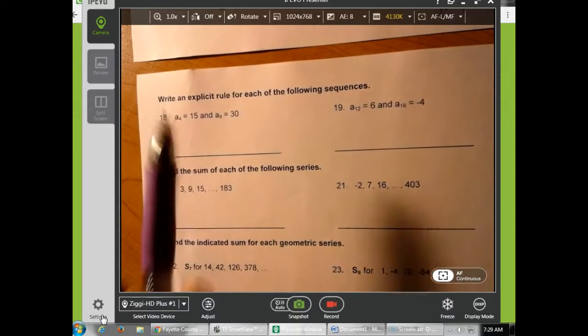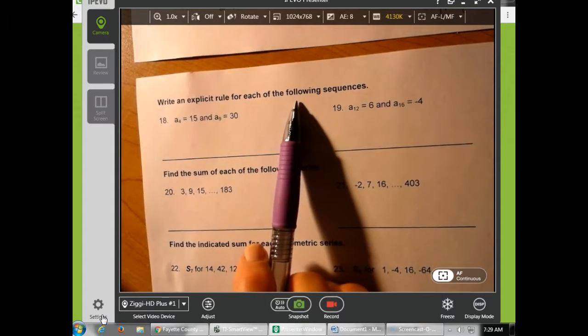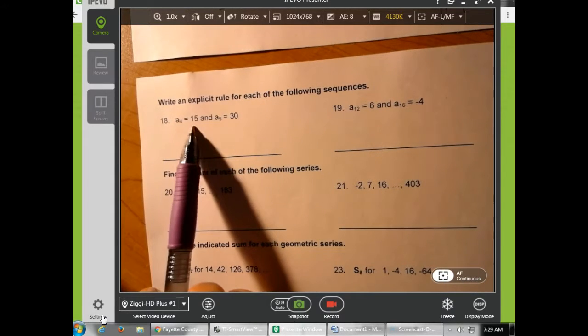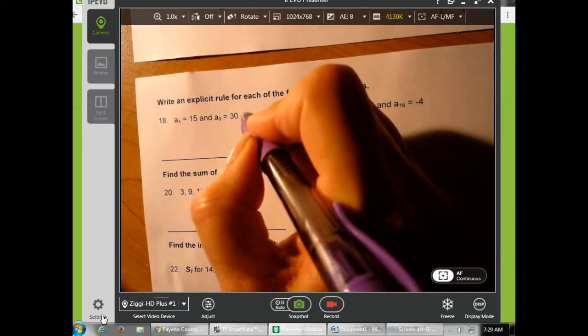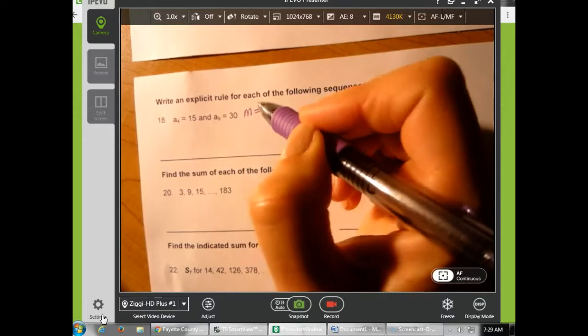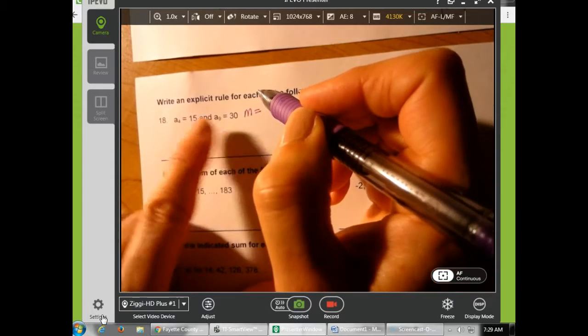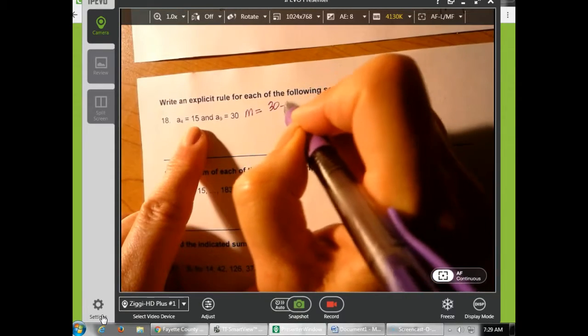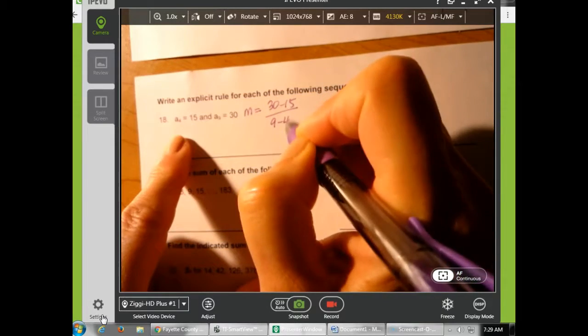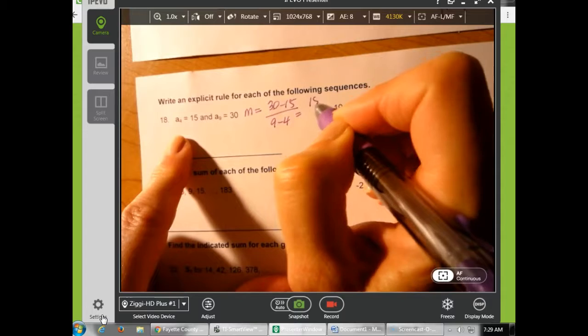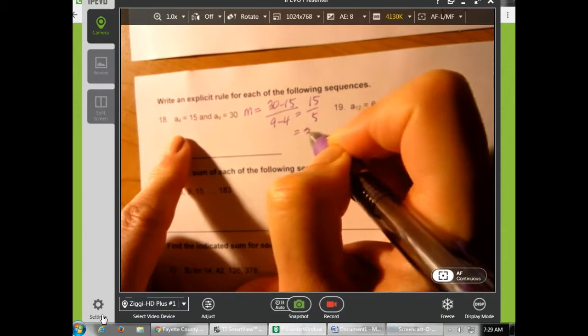Okay, so write an explicit rule for each of the following sequences. So a sub 4 is 15 and a sub 9 is 30. So remember in class I taught you this is basically just the slope formula. And I'm going to take 30 minus 15 and divide that by 9 minus 4. And of course that'll be 15 over 5 or 3.